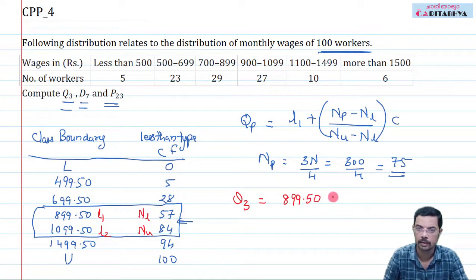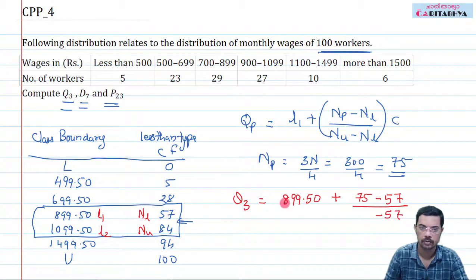899.50 L1 plus NP, in this case, was 75, minus NL, which is 57, divided by NU minus NL, that is 84 minus 57, as it is. Now we need to find NU. NU is 84. What is C?